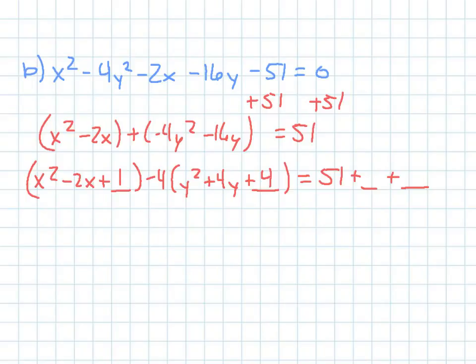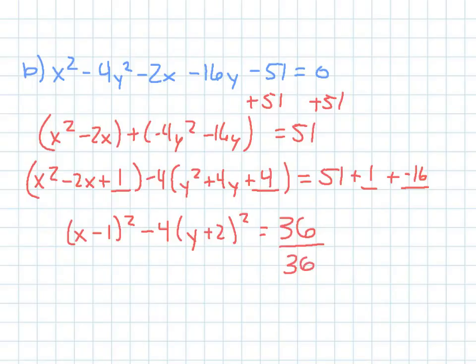Squared is 4. Now here, there's nothing in front of the x squared, so what I'm adding to both sides is just the value of 1. And then, because 4 would need to multiply the negative 4, it gets me negative 16. So I'm going to add a negative 16 to both sides. Okay? And so then from there, now I just want to simplify, so I get x minus 1 squared minus 4y times y plus 2 squared. And then 51 plus 1 plus negative 16 will be 36.